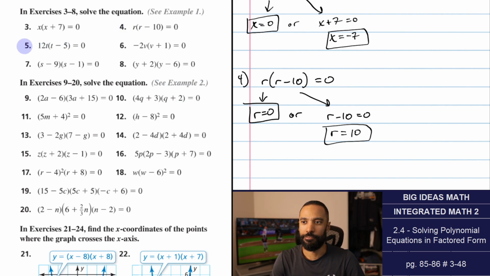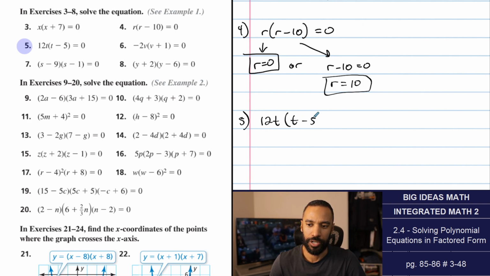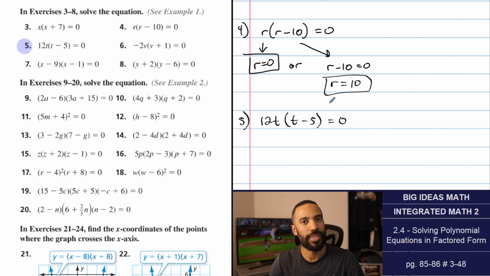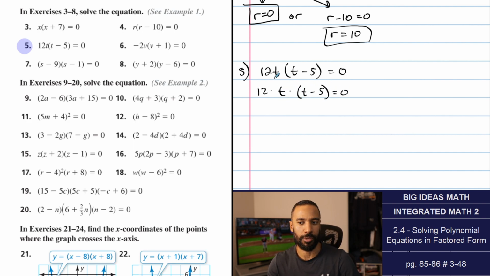All right, number 5. Number 5, we have 12t times (t - 5) equals 0. Now, I think it's worth mentioning, I don't think I brought it up in the lecture. Well, I sort of did with that negative 1/9. Remember, this also means 12 times t times (t - 5), meaning 12 is one of your parts of the product.